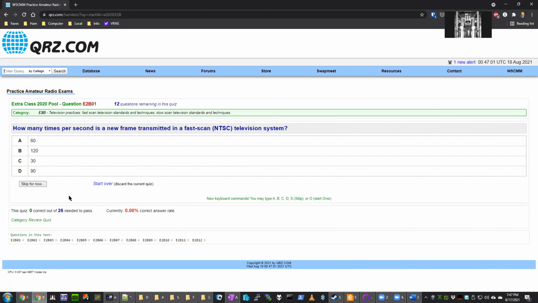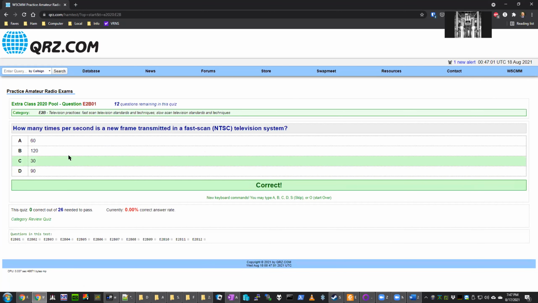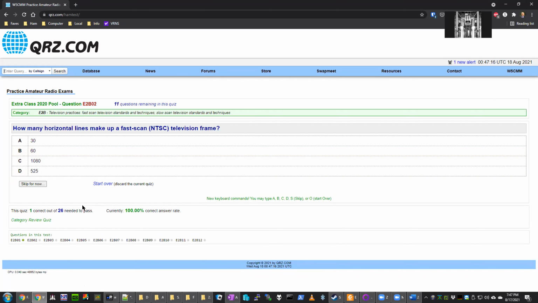How many times per second is a new frame transmitted in a fast scan NTSC television system? C. Yeah, C, 30 times a second. How many horizontal lines make up a fast scan NTSC television frame? D. That's going to be D.